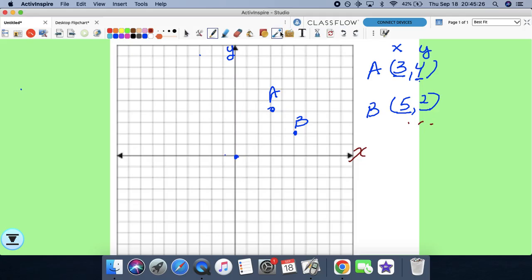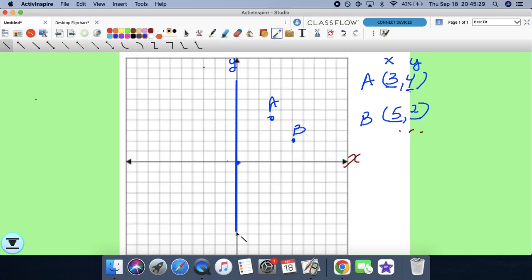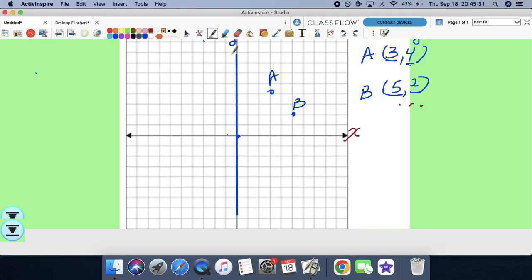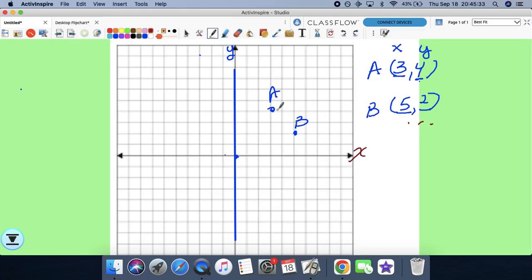Imagine you're standing in front of a mirror, and here's your mirror. I just drew your mirror. Where would your image be on the other side? With reflection, the important thing to know is that your position and your image position are equally distant from the line of reflection. A is 1, 2, 3 units on this side of the mirror, so your image on the other side should be 1, 2, 3. And that's where A prime is.